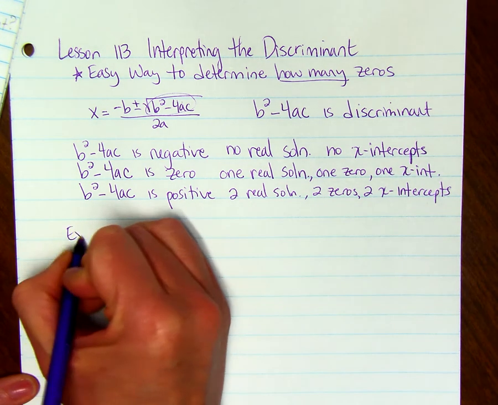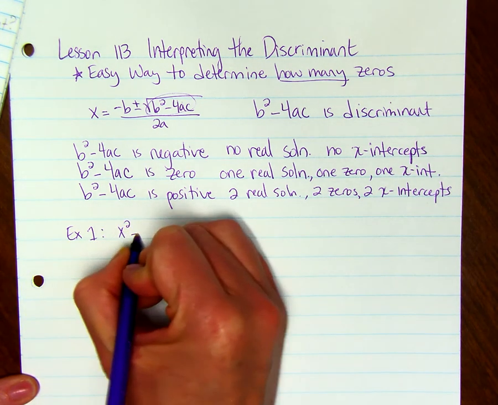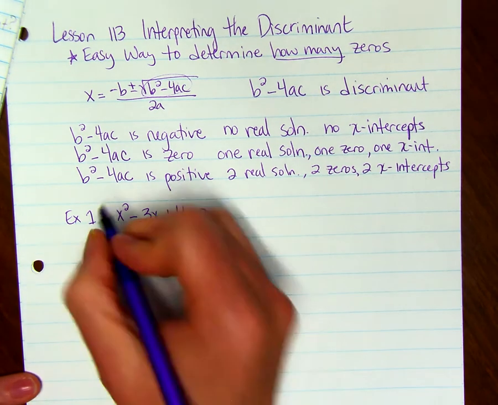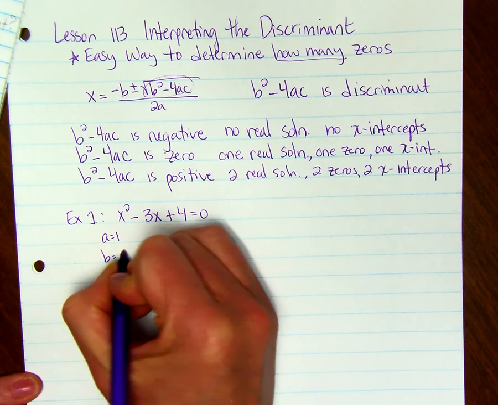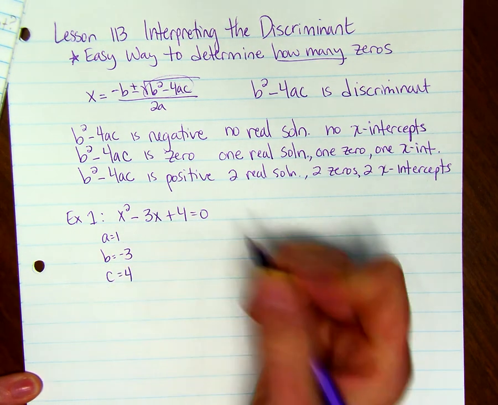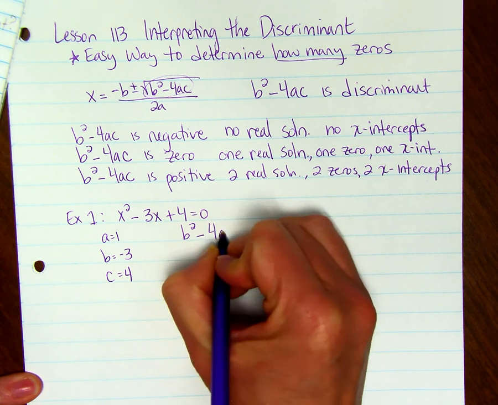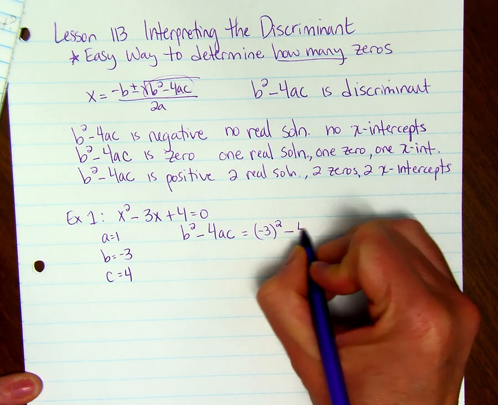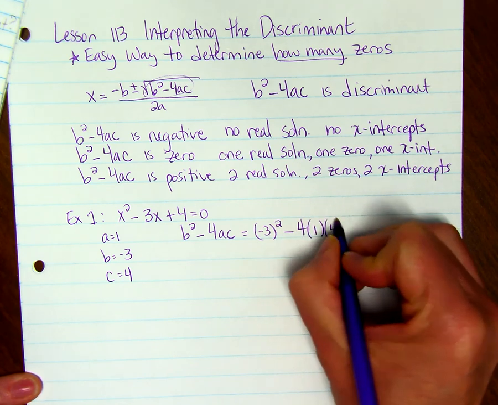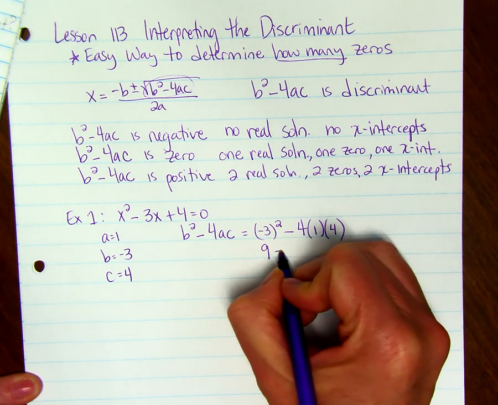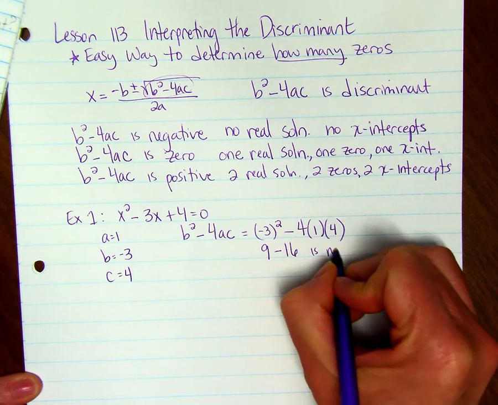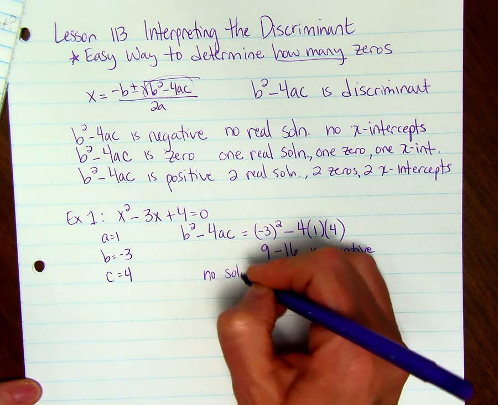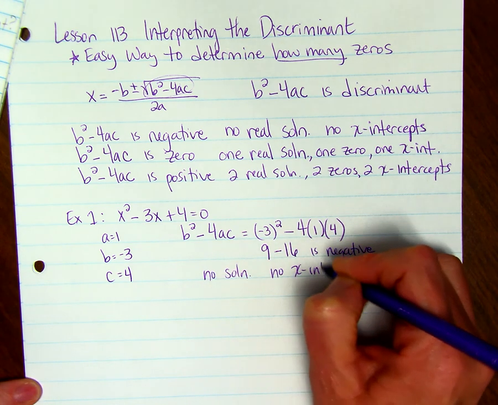So here's an example. Example 1, x squared minus 3x plus 4 equals 0. We have a equals 1, b equals negative 3, c equals 4. So if we do b squared minus 4ac, we're going to have negative 3 squared, which is 9, minus 4 times 1 times 4. So 9 minus 16 is negative. So there's going to be no solution and no x-intercepts.